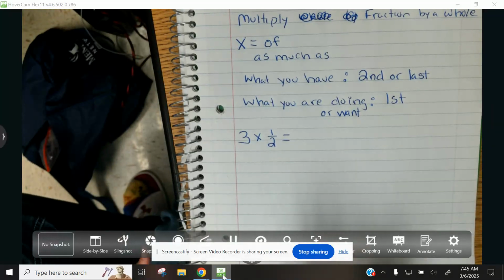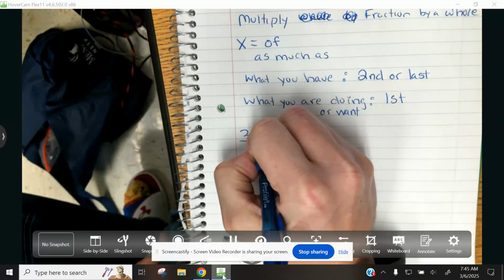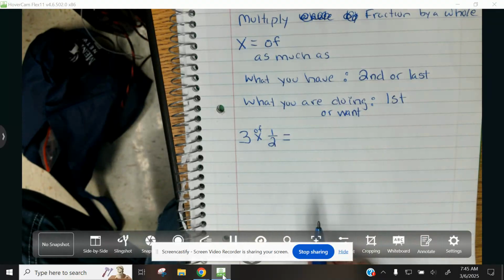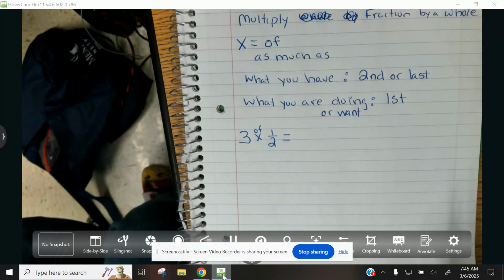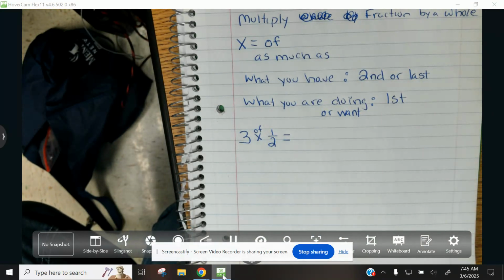So what we want to do is I'm going to write the word "of" right above here, and I've got to come up with some stuff. Okay, we're going to make a word problem in our heads. And that's what I want you to do. Every time you get a problem, I want you to make a word problem in your head. It doesn't have to be a hard word problem. It doesn't have to be confusing. Just make something up, okay?